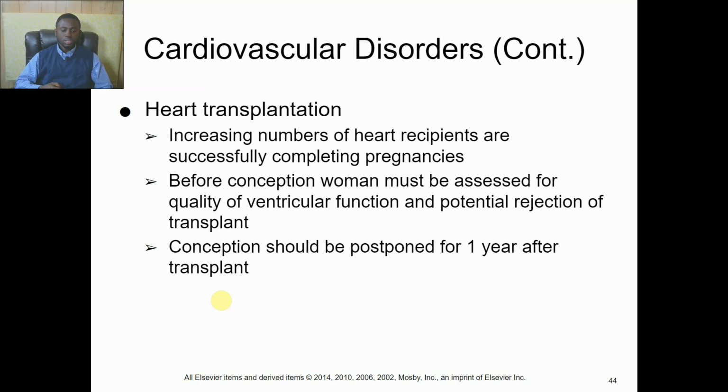If a woman wants to have a baby after heart transplantation, then the woman should be assessed for quality of ventricular function and potential rejection of the transplant before pregnancy is planned. And then conception should be postponed for at least a year after a heart transplant to allow for a successful pregnancy.